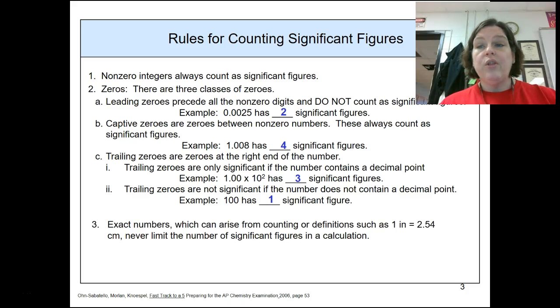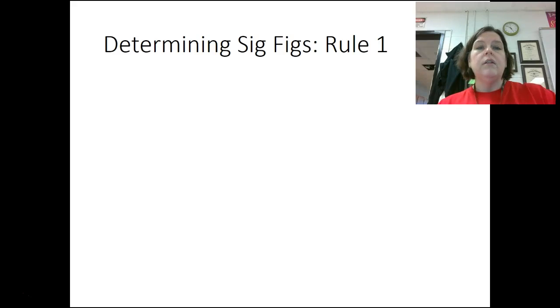Exact numbers is the 3rd major rule. And this is basically when you have conversion factors, like 1 inch is equal to 2.54 centimeters. They should never, ever limit significant figures. As a matter of fact, they are considered to have infinite significant figures, so they don't ever limit calculations when we do them. So let's look at Rule 1.